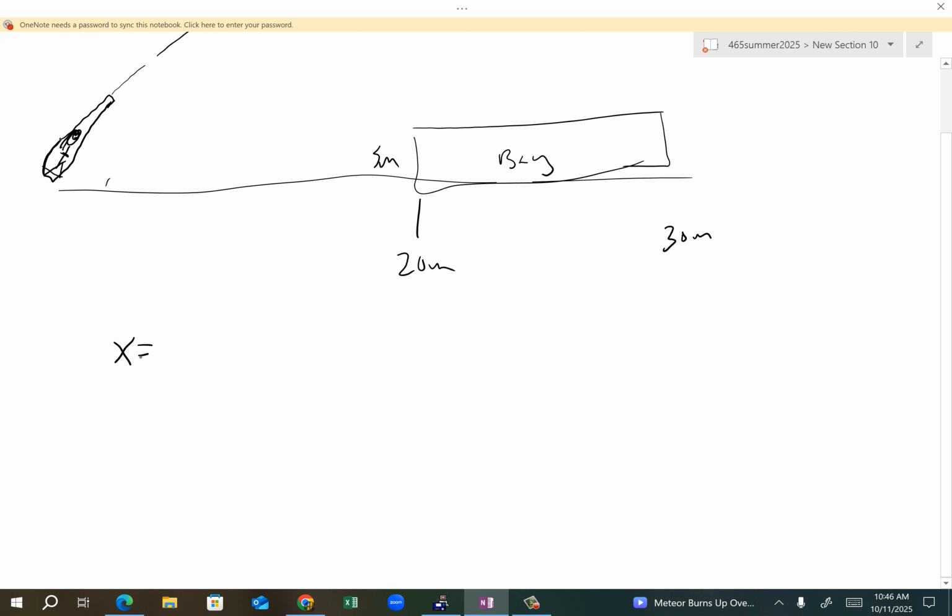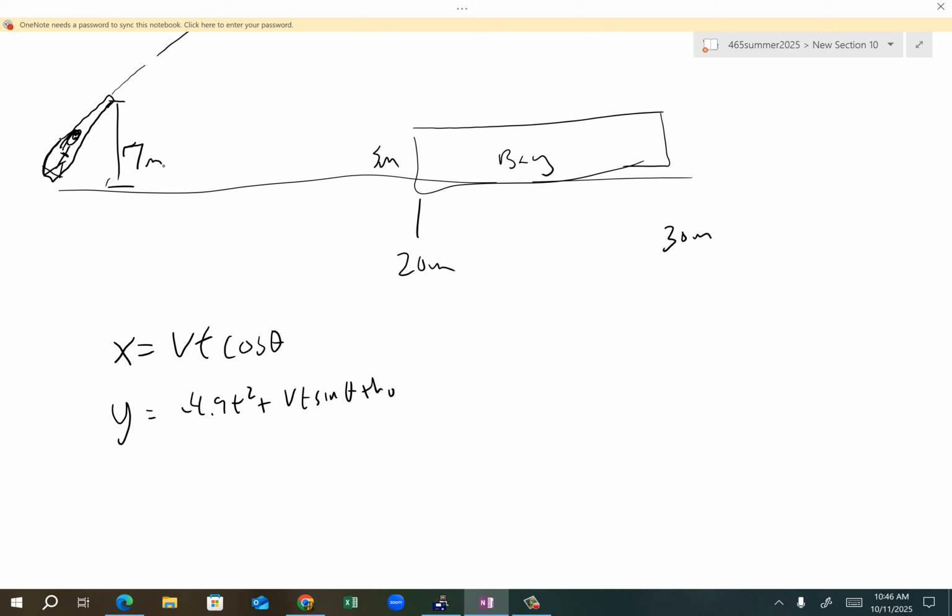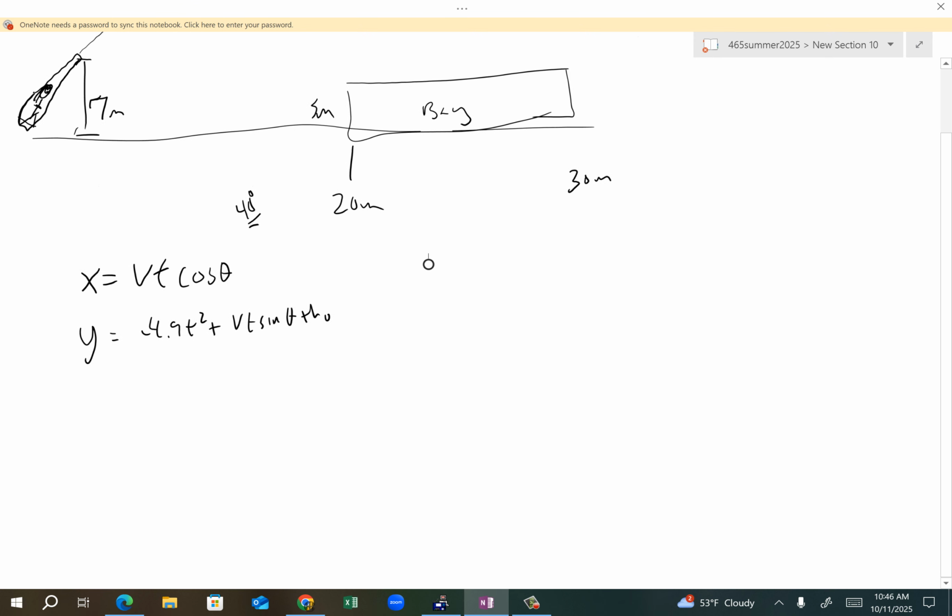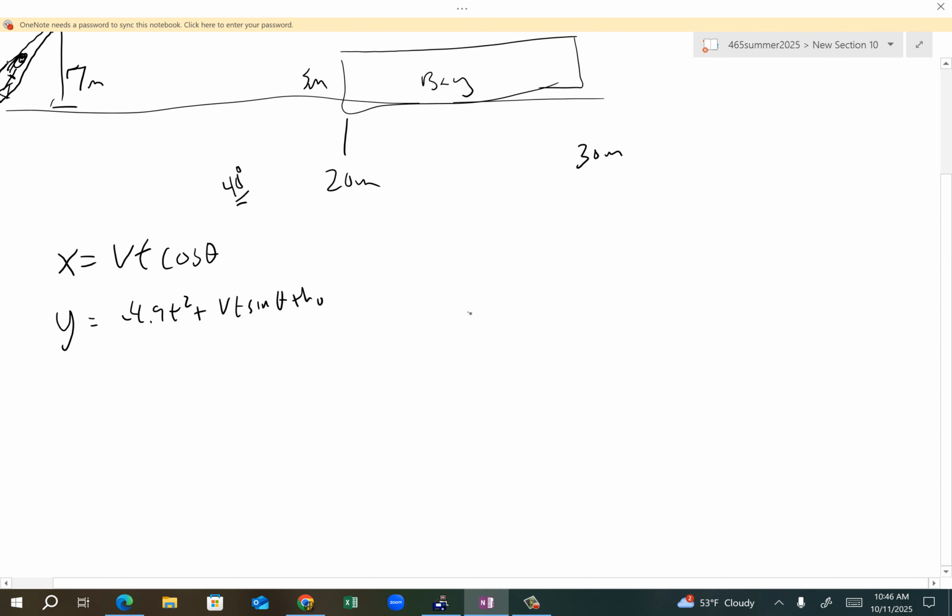So x equals vt cosine theta. y equals negative 4.9 t squared plus vt sine theta plus h sub o. Her launch is, I guess, 7 meters off the ground, and that's where she came out of the tube. The question is simple: we're going to launch her at a 40-degree angle. How hard do we have to launch her to land where we want her to land? Let's start filling in the pieces.